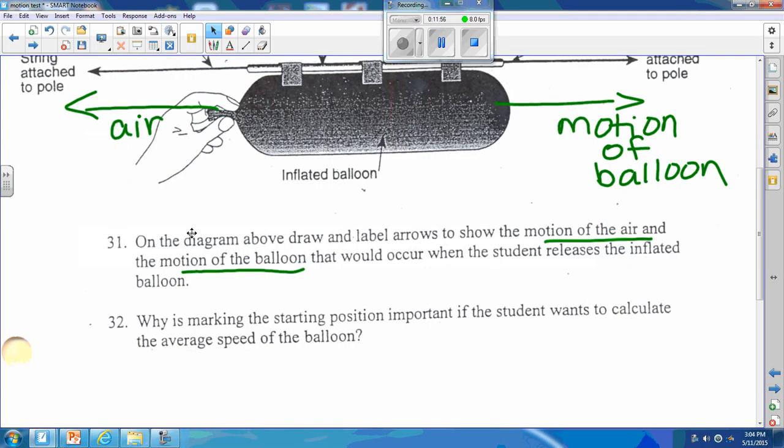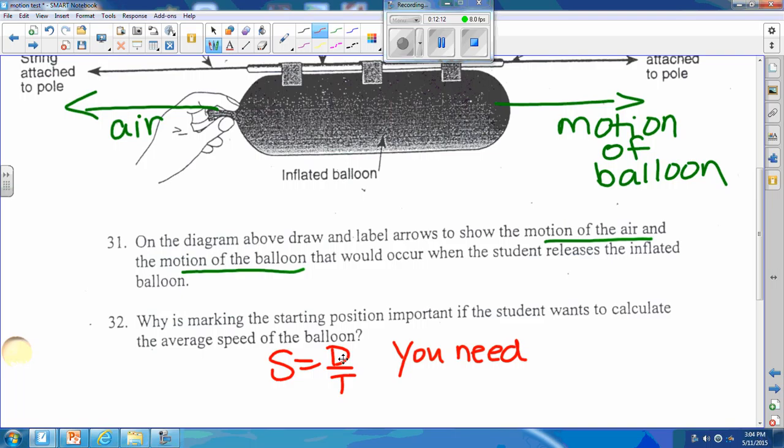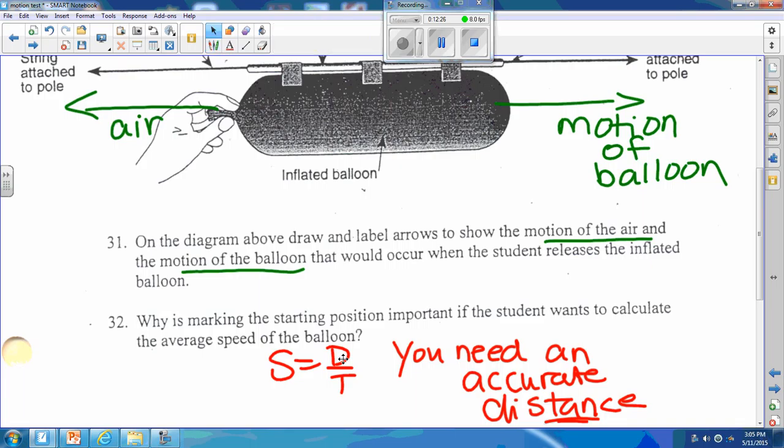Next question. Why is marking the starting position important if the student wants to calculate the average speed? Well, speed equals distance divided by time. If you didn't know where it started, you wouldn't be able to get a proper distance. You need an accurate distance. So you need to figure out where it starts so you know the accurate distance. Many of you said it would mess up your calculations, but you needed to tell me which calculation: speed, distance and time rather. So you need to include distance.